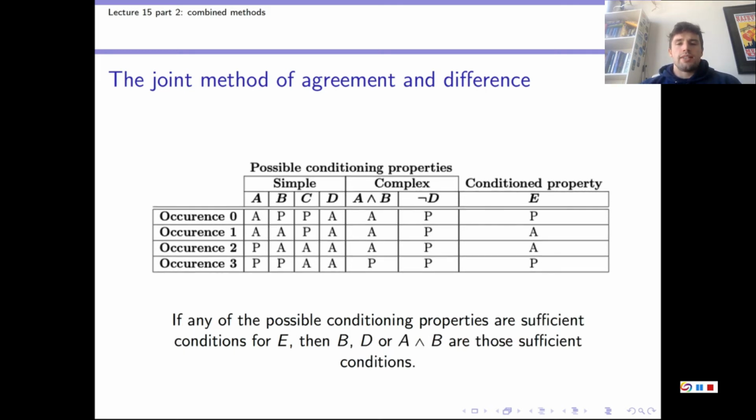So you should have eliminated C and not D in occurrence 1 because they are present while E is absent. And you should have eliminated A and not D in occurrence 2 for the same reason. They are present while E is absent.